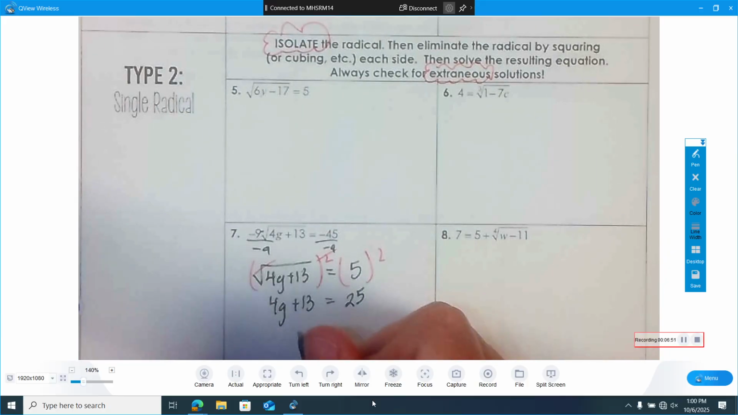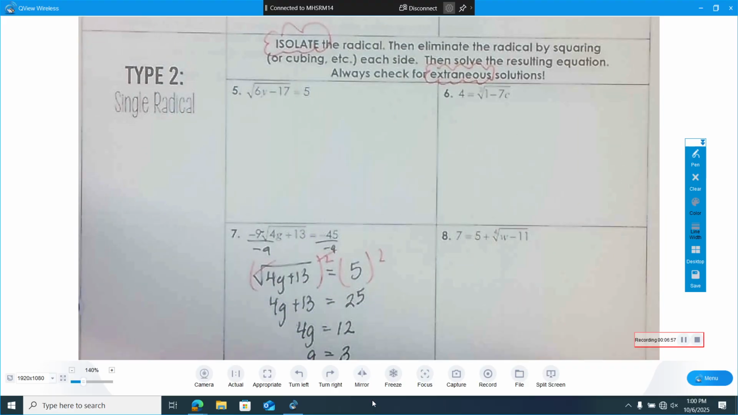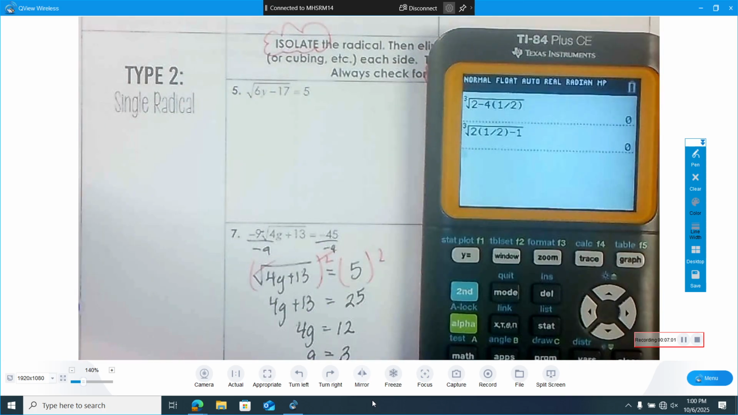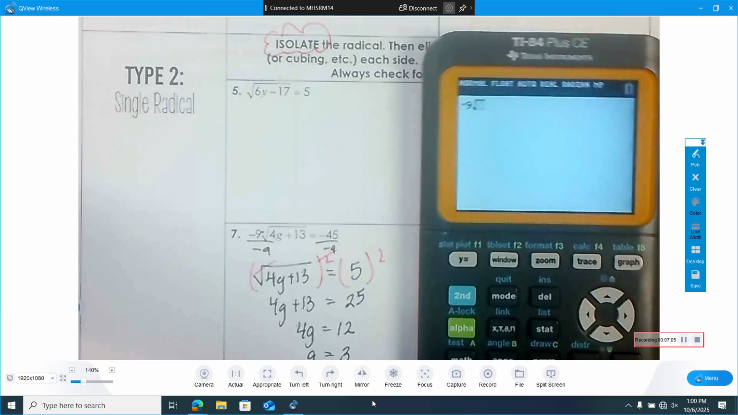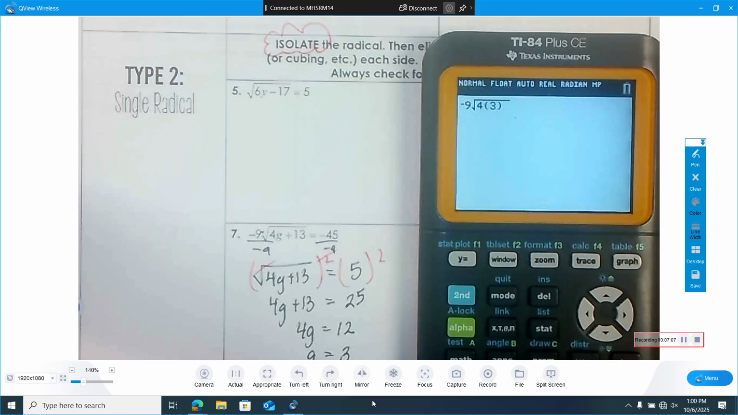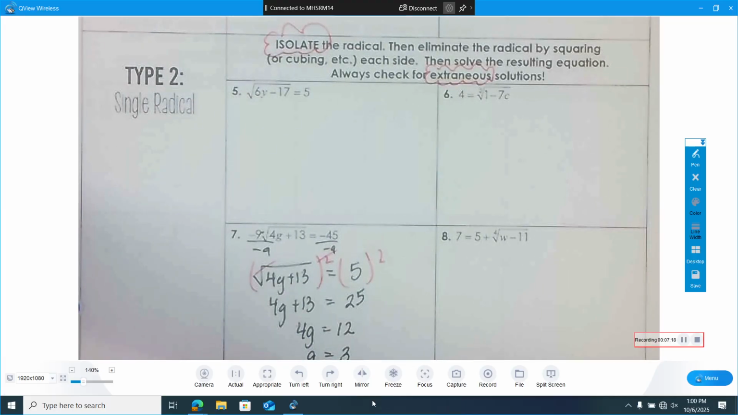I can go ahead and subtract 13, so we get 4g equals 12, which means g equals 3. And again, I just want to plug it back in just to make sure that it works. So I have negative 9 radical 4 times 3 plus 13, and it does give me negative 45. So it does check, it does balance.